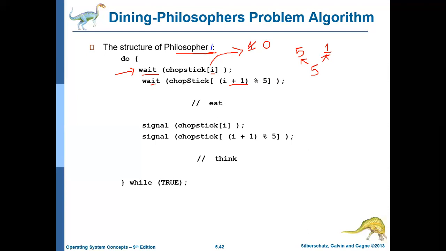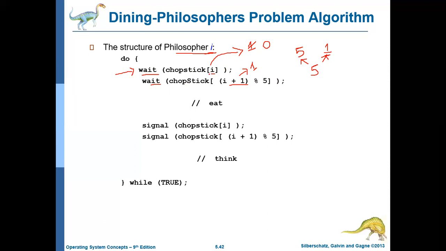So then the philosopher performs a wait on chopstick of I plus 1 modulo 5. If chopstick of I plus 1 modulo 5 is being used by someone, then this will be 1. Then the philosopher will keep on waiting until he releases this. But the philosopher I is still holding the ith chopstick. So currently the chopstick of I will be 1. Nobody else can take it because it is with the ith philosopher.